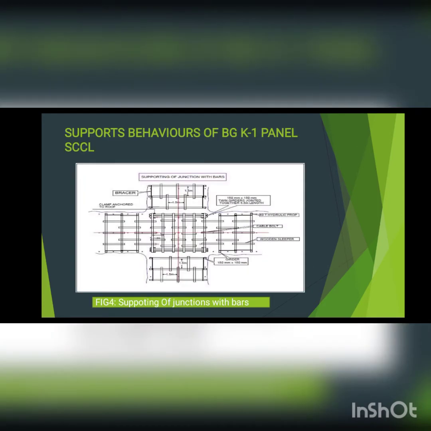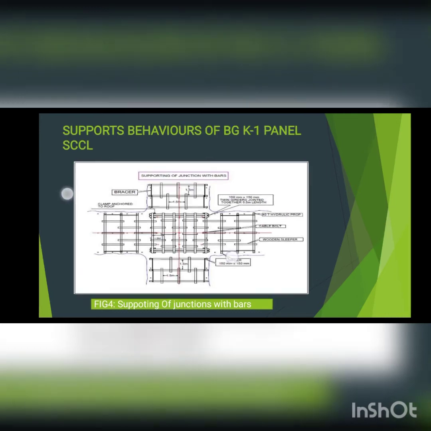And then we have the support behavior of the BGK1 panel, SCCL. So you can have a close look at this.